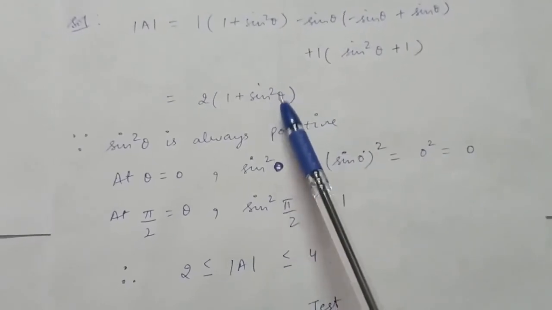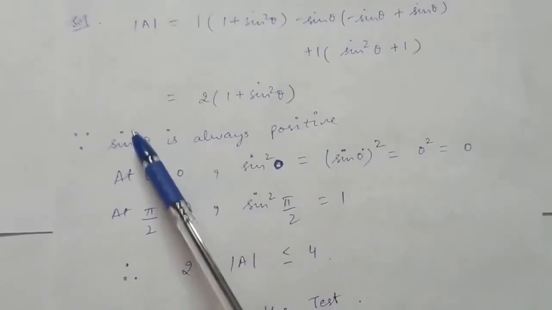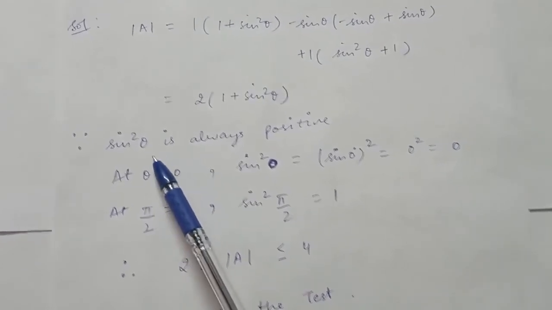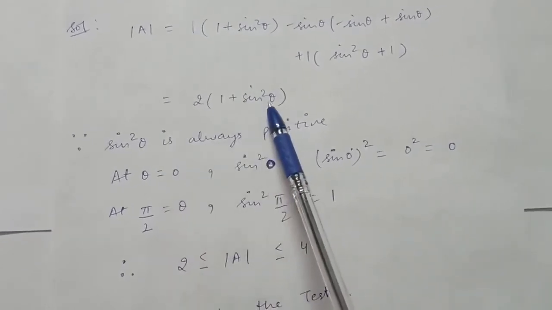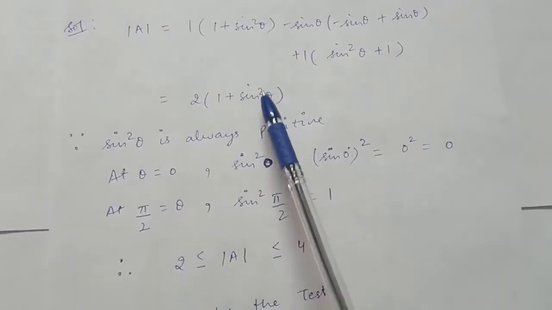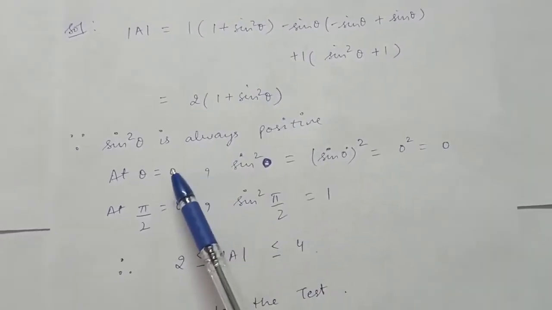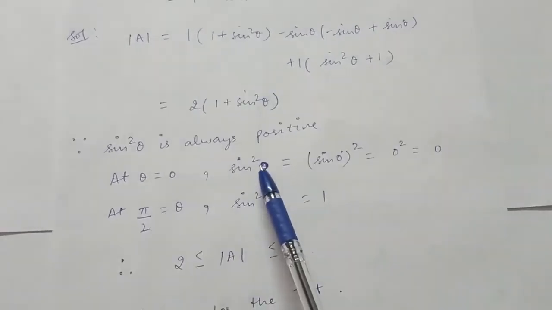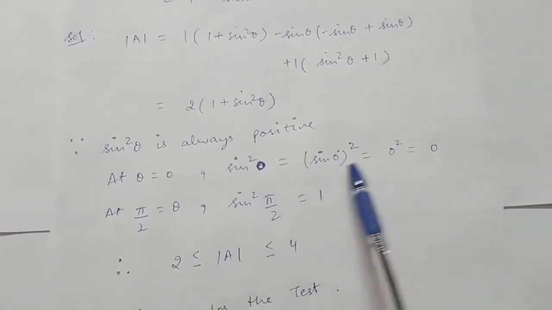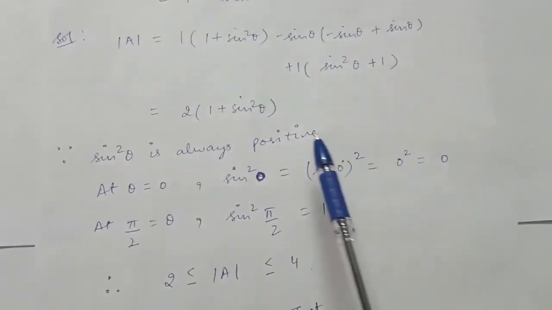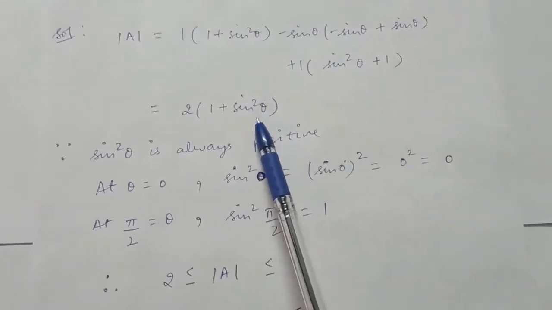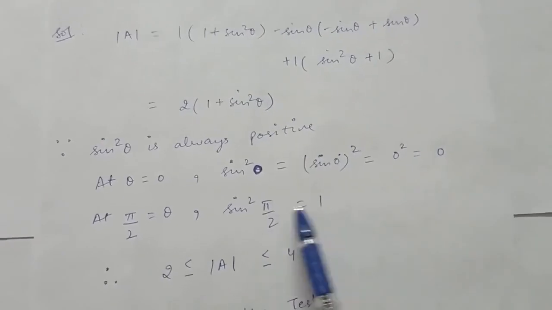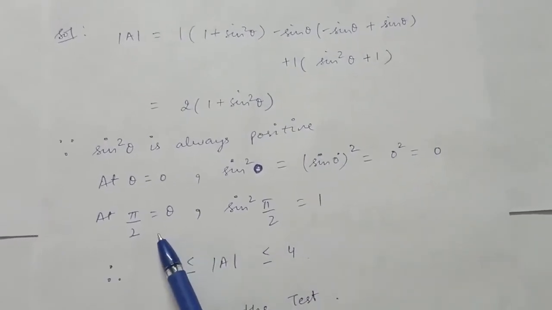Since sine square theta will always be positive because it is square of sine theta, the value cannot be negative. Now the least value of sine square theta will be at 0, that is, at theta equal to 0, sine square 0 will be 0. And the maximum value of sine theta we know is 1. So the maximum value of sine square theta will also be 1, which is at pi by 2.